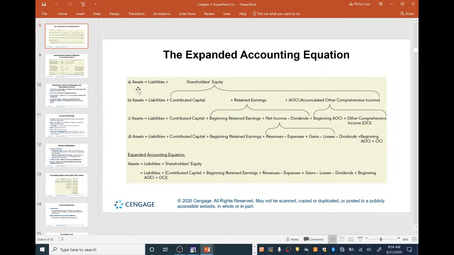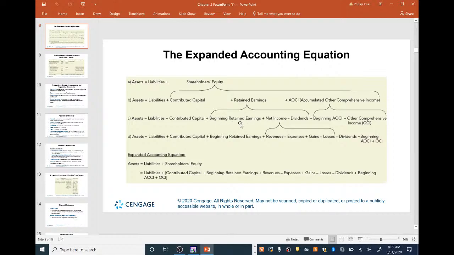So once again, let's start at part A right here. We have assets equals liabilities plus shareholders' equity. That's the basic equation, okay? Let's expand on shareholders' equity. So what are the components of shareholders' equity again? Recall we had contributed capital, or remember this, the money the owners are putting into the company. Retained earnings, right? Retained earnings are what? Beginning retained earnings plus net income minus dividends. Remember, because we have our beginning balance of retained earnings.